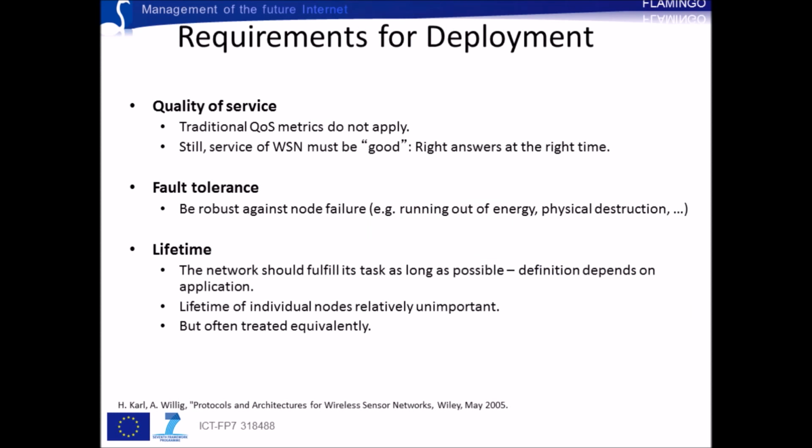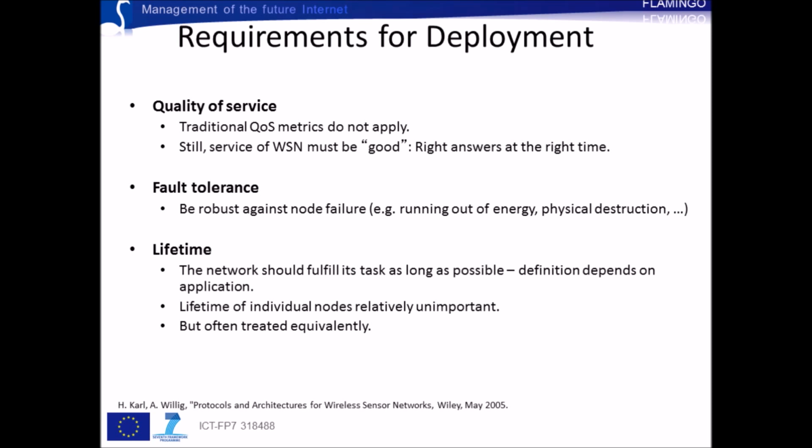When thinking of a wireless sensor network deployment, the environment and requests by the applications are important. Therefore, you have to think about characteristic requirements which must be faced. Those are presented now. Looking at quality of service, you have to think about traditional quality of service metrics that are not able to be applied here. Still, service of wireless sensor networks must be good. Right answer at the right time.